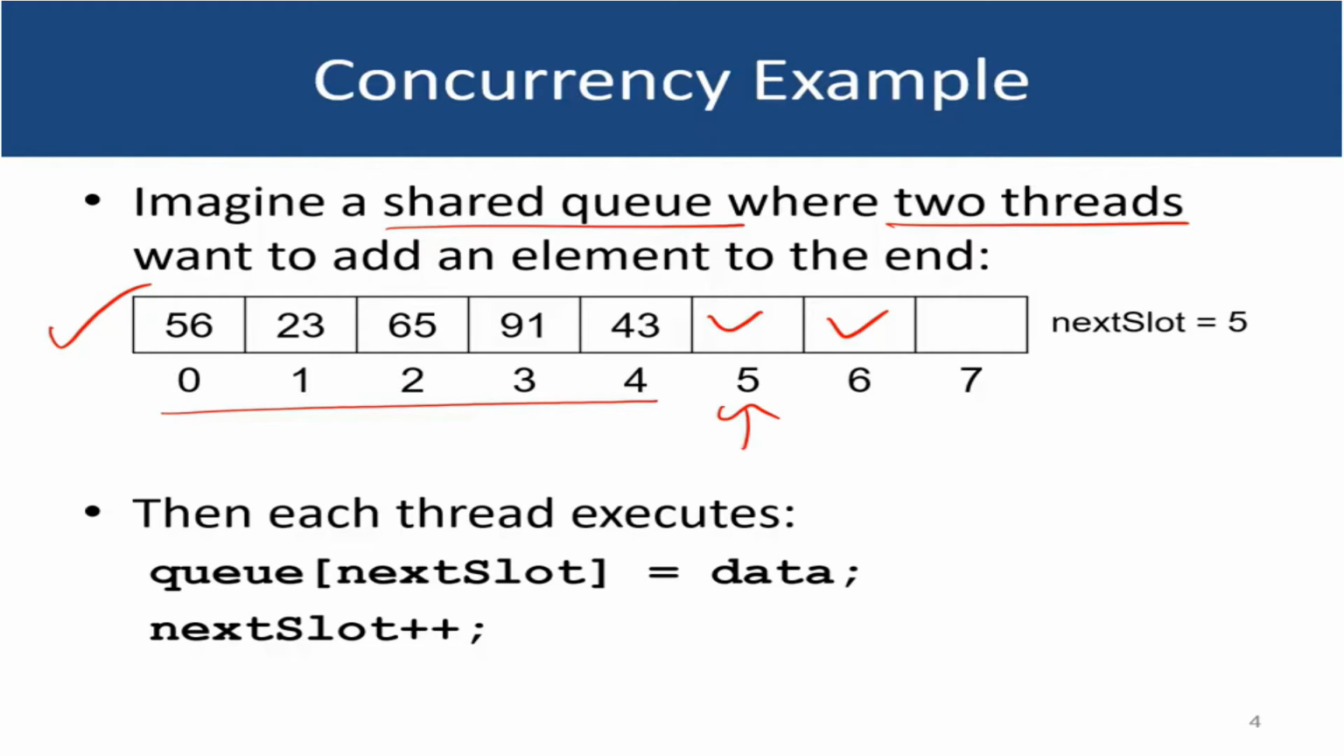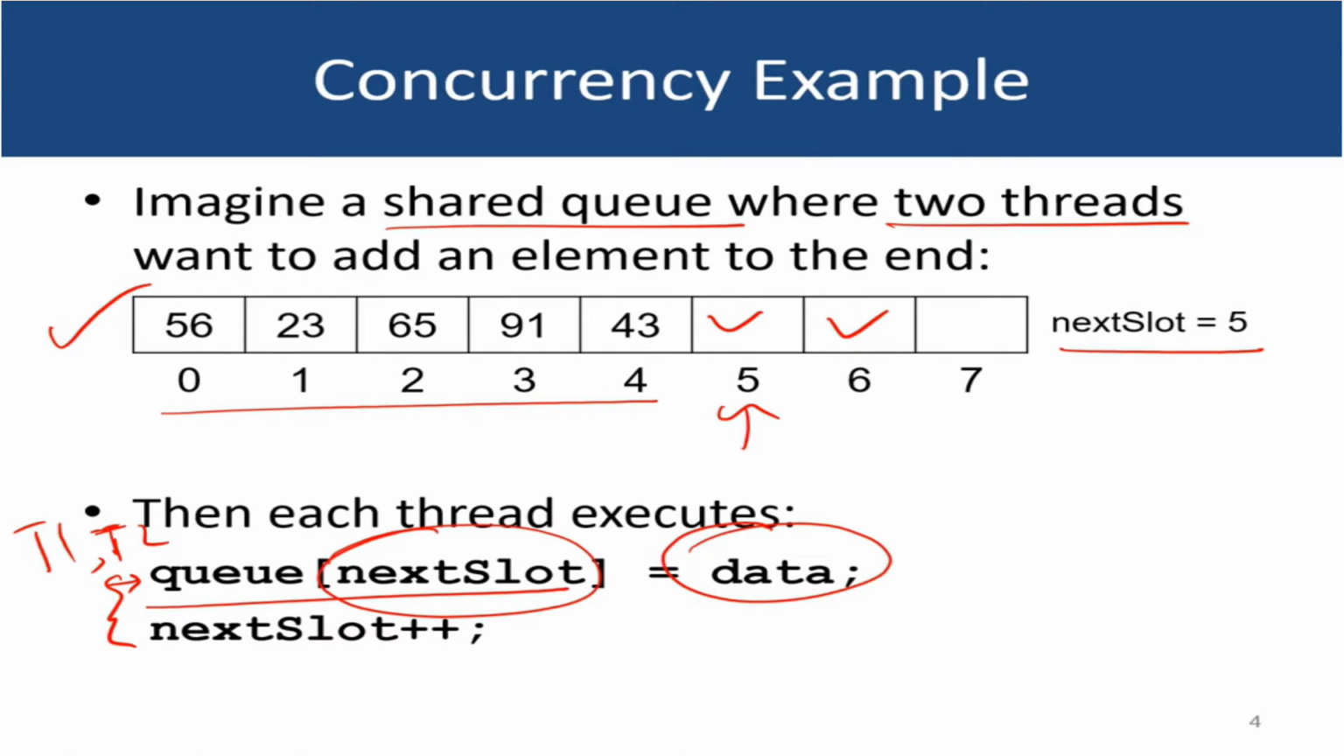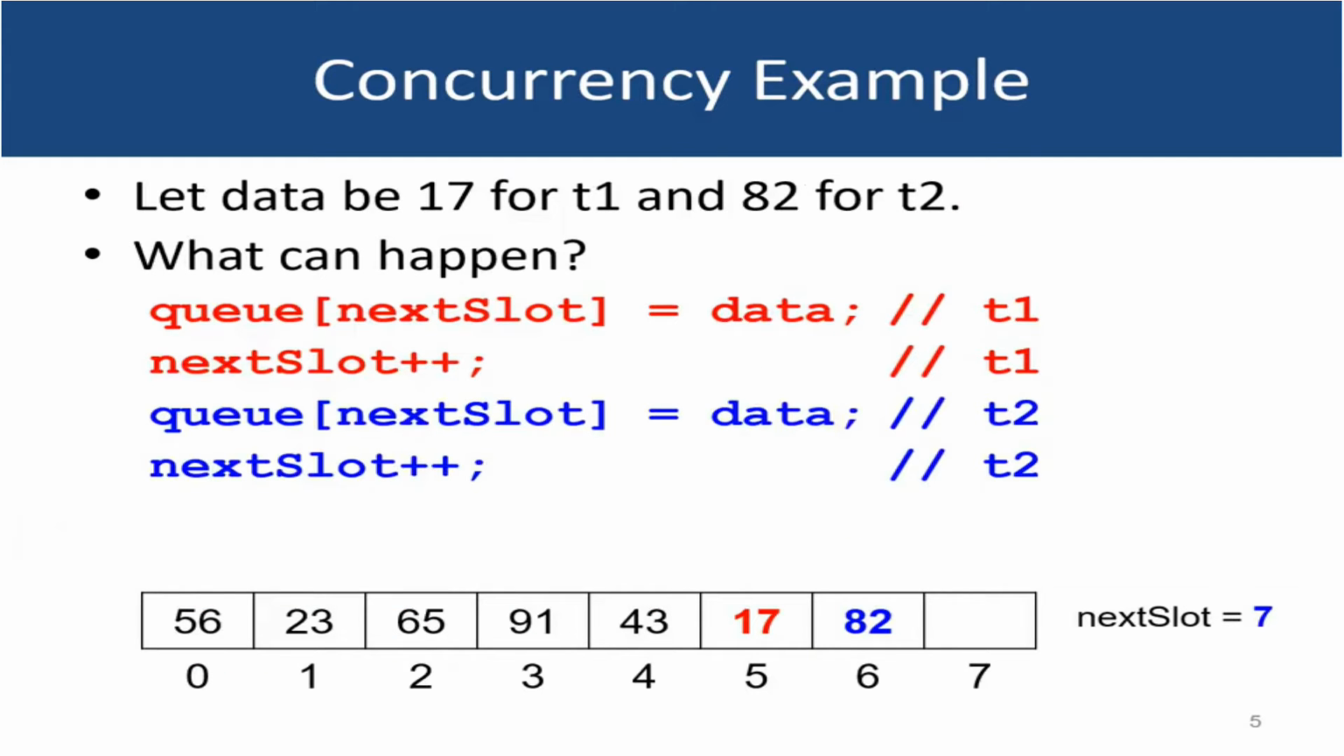To accomplish this, both the threads T1 and T2 execute these instructions. Note that next slot is the variable which points to the index of the next available slot in the queue. So each thread will first say queue[next slot] equal to its data item, so it will insert its data item in the next available slot, and then the thread will increment this variable next slot by 1 to point to the subsequent location, which is now the new next available slot. So let's assume that thread T1 wants to add 17 in the queue and thread T2 wants to add 82.